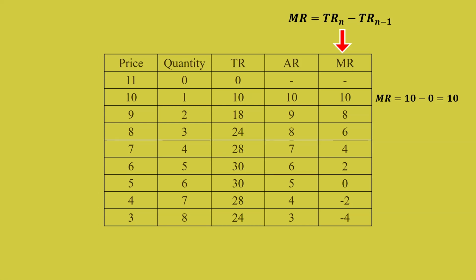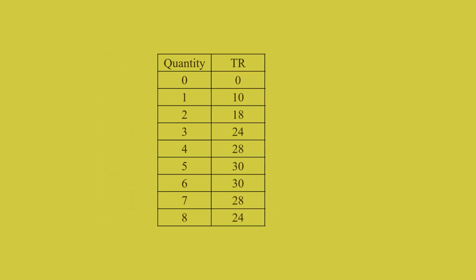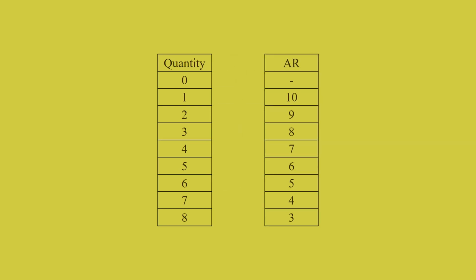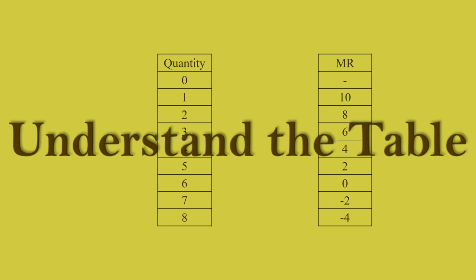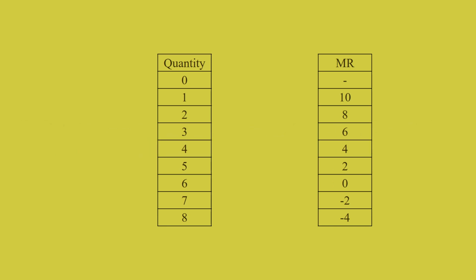It is an inclusive table containing 4 schedules. Demand schedule is given by price and quantity columns. Total revenue and quantity columns constitute total revenue schedule. Average revenue and quantity columns form average revenue schedule. Marginal revenue and quantity columns give marginal revenue schedule. Well, what is it that we have to understand from this table?